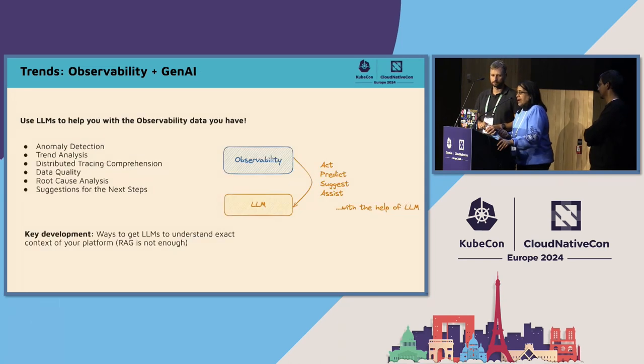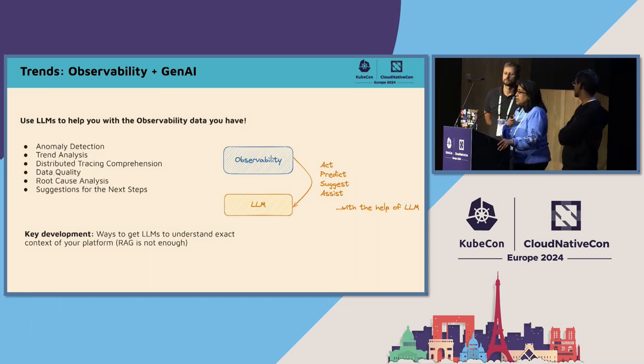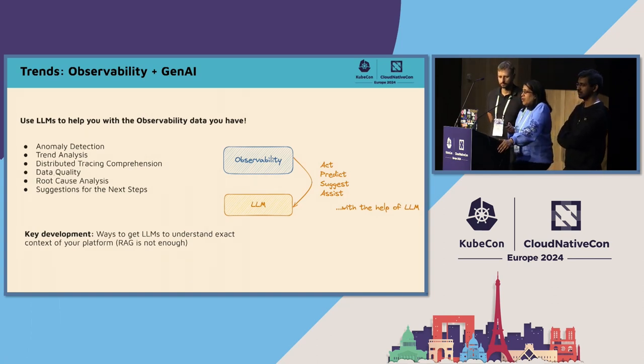So moving on, again, some of the areas that are already being used with LLM-based data are anomaly detection, tiered analysis, distributed tracing comprehension, where you need to understand, if you have hundreds of spans in a particular transaction, for example, what the general behavior is going to look like, as well as data quality, root cause analysis, and also suggestions for other steps.